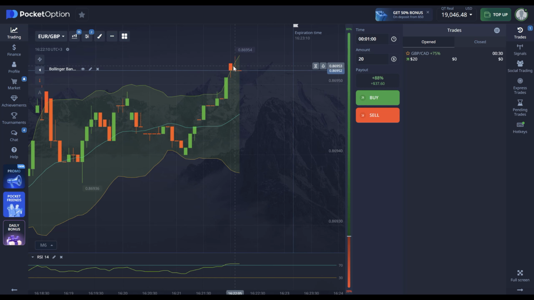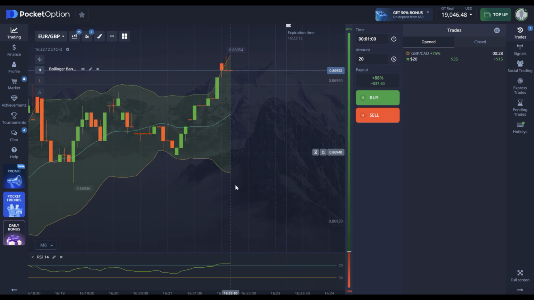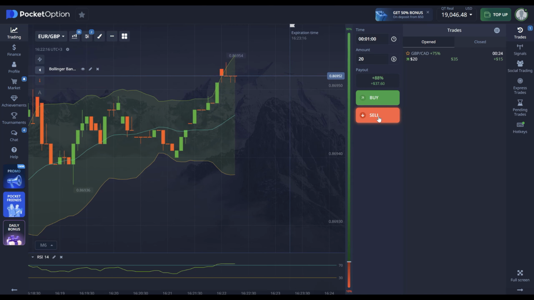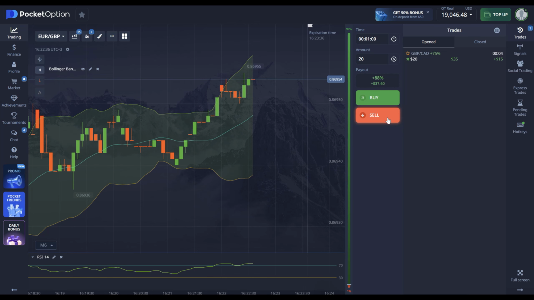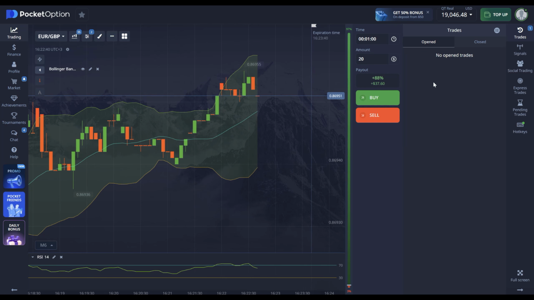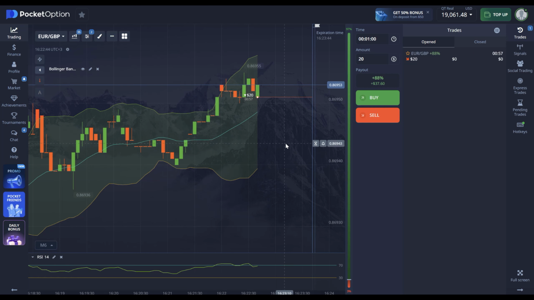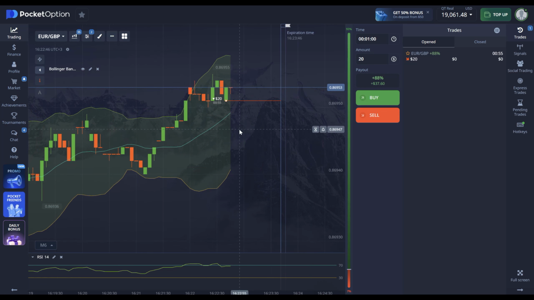Euro-British Pound, the price is moving along the upper boundary of the price channel. The RSI indicator line is already above the 70 level. Now we just have to wait for the RSI line to return to the 70 to 30 corridor. Meanwhile, the British Pound Canadian Dollar trade closes in profit, and a signal has appeared on the Euro-British Pound. I have opened a short position.